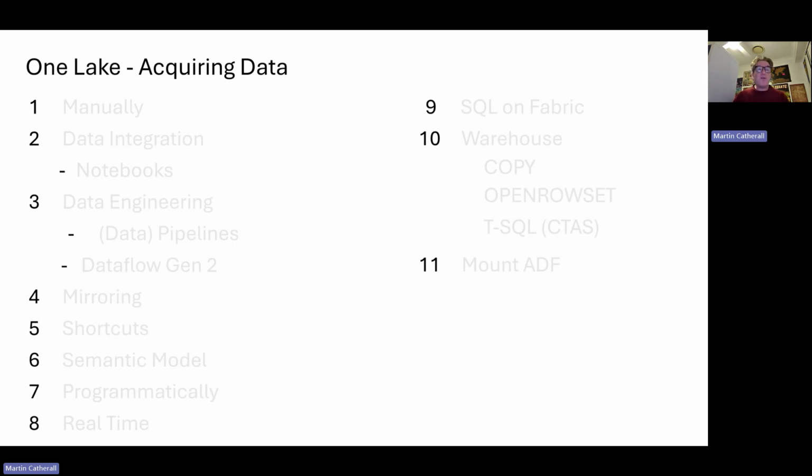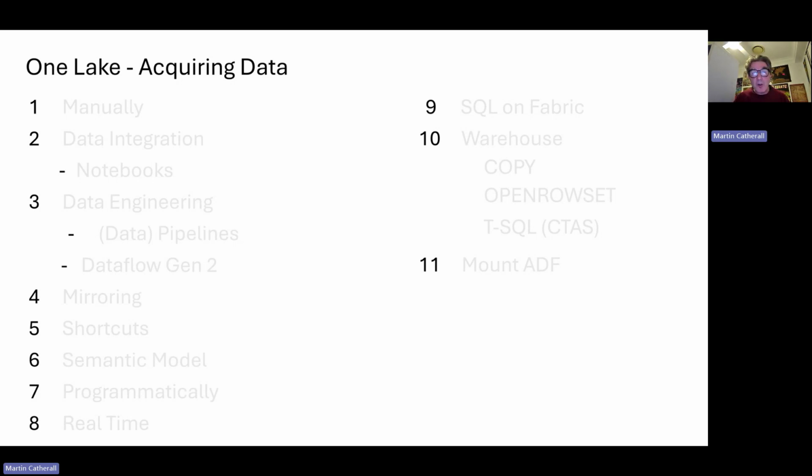So we've looked at a fair few ways there of acquiring data, manually to start off with, which is a great way for doing things in development, maybe not useful in production. We've got data integration with notebooks we looked at. We looked at data engineering, which is pipelines, and we looked at Dataflow Gen2s, which is essentially Power Query. We've seen mirroring, so basically replicating data. Not the same as SQL mirroring. SQL mirroring is a bit more advanced. The term mirroring here is being used generically, kind of a replicated copy.